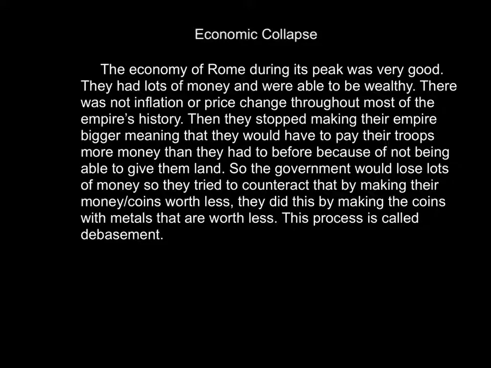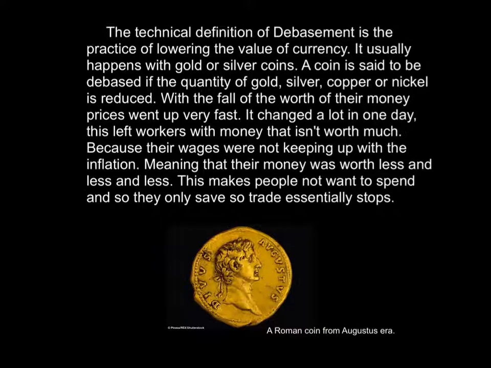So they tried to counteract that by making their money, their coins, worth less. They did this by making the coins with metals that are worth less. This process is called debasement. The technical definition of debasement is the practice of lowering the value of currency. It usually happens with gold or silver coins. A coin is said to be debased if the quantity of gold, silver, copper, or nickel is reduced.